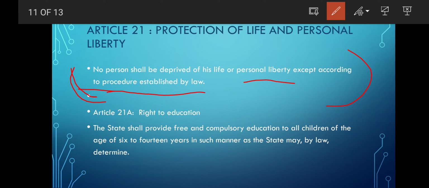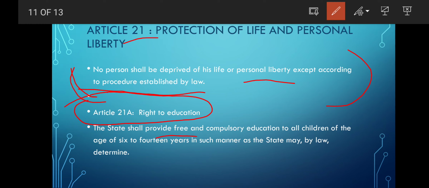So the right to life is not merely confined to animal existence or survival, but it also includes the right to live with human dignity. Human dignity, right? What it is like to live like a human, and all those aspects of life which go to make a man's life meaningful and complete or worth living, like all the basic needs which we have.